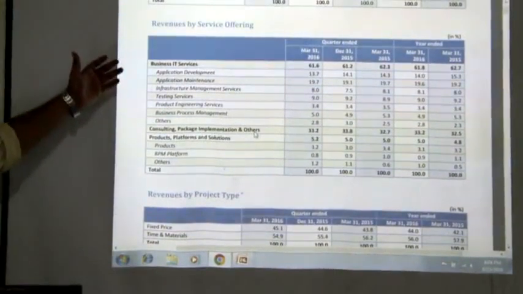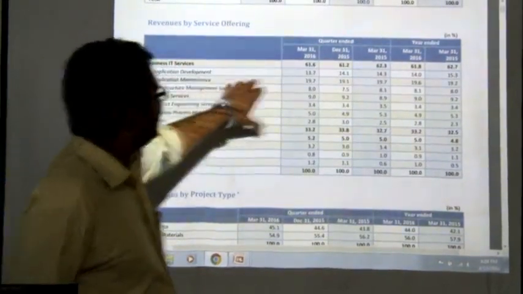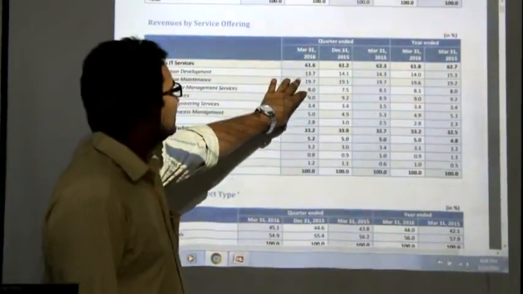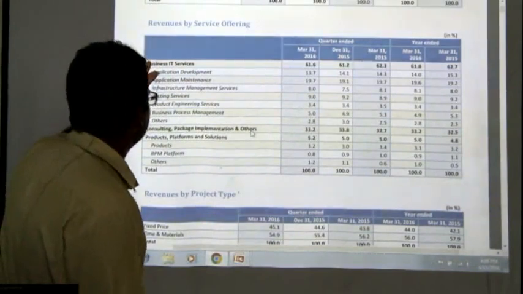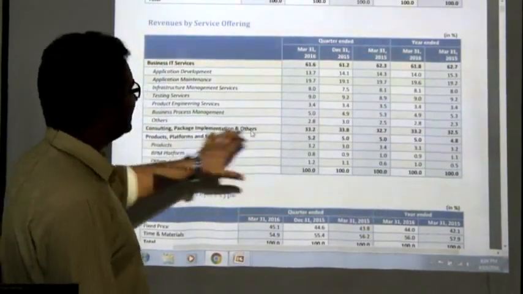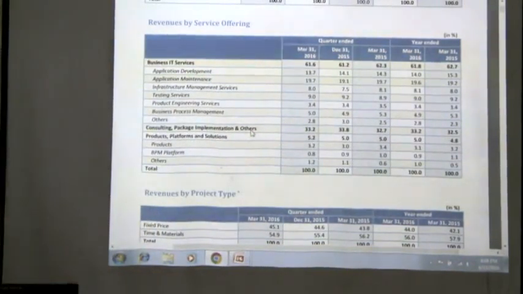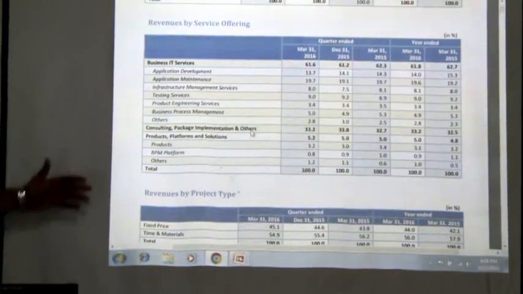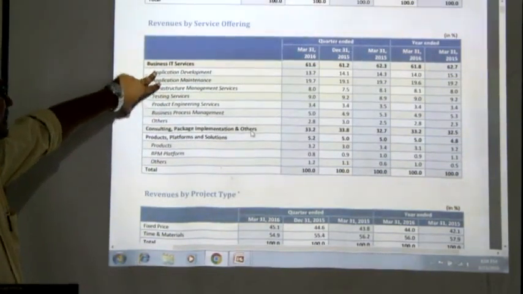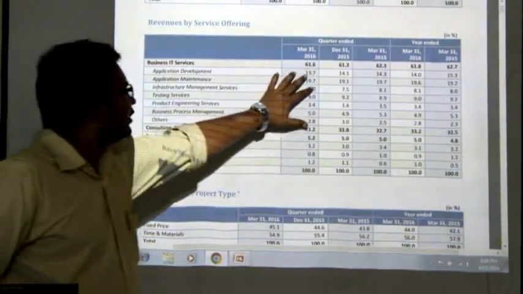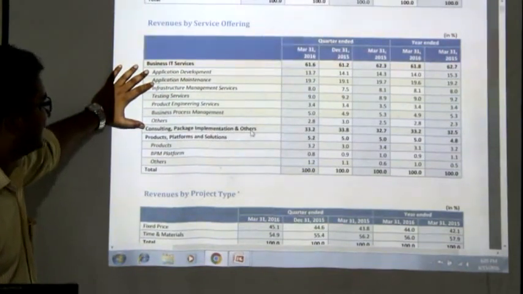Now they have clearly mentioned the service offerings. So when we talk about the service offerings, business IT services is getting 61.9% revenue of the total. So when we're talking about the total revenue, 61% is coming from the business and IT services. Similarly, consulting services is able to get a revenue of 33%. Hence, if we talk about the domain from which the revenue is coming, the biggest domain for revenue is application development and application maintenance. So when we talk about both of these, 33% odd revenue is coming from both the domains, and hence 33% is coming from consulting and packaging activities.